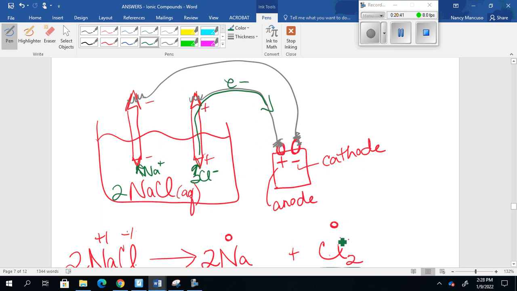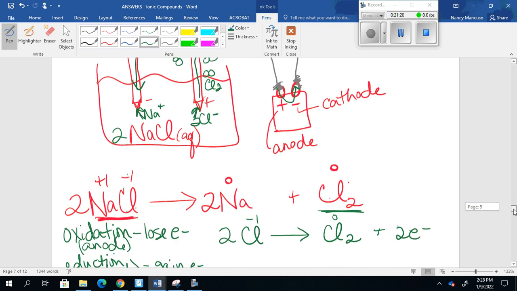When I form this Cl2, these are my bubbles of chlorine gas. They're going to actually bubble right out into the air, and you can literally smell it like a pool. The electrons go through the wire, and so they're pulled away from chlorine, and they're pulled to this battery, and they go through over to this side. We call these redox reactions. Every time I have a redox reaction, the electrons that are lost at the anode are going to be gained at the cathode when I have a battery.